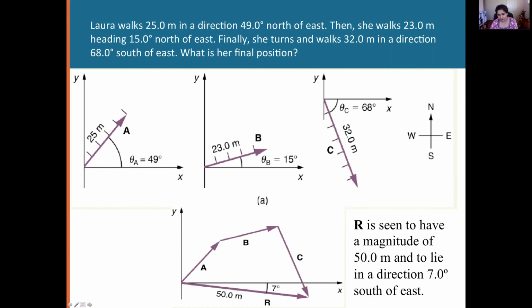I can measure the angle with respect to the x axis. So it's 7 degrees south of east. And she ends up 50 meters away. So the magnitude is 50 meters.